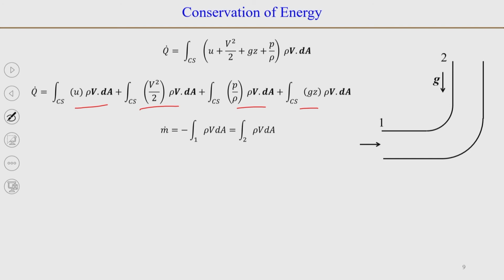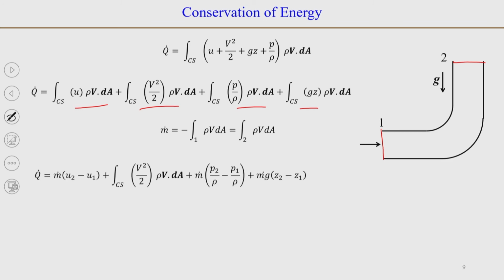So, V dot dA: at the inlet the area vector will be pointing outward, whereas velocity will be pointing inward. So, it will be minus m dot in the integral, whereas at the outlet it will be plus m dot, where m dot is the flow rate, rho into V into area, of inlet 1 or outlet 2. Okay. So, we can simplify this.